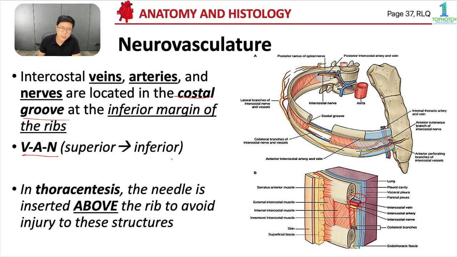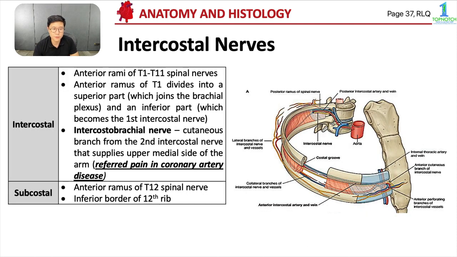So if you do thoracentesis and you have to go through all these layers, you need to insert the needle above the rib to avoid injury to these structures kasi nasa inferior margin yung costal groove.